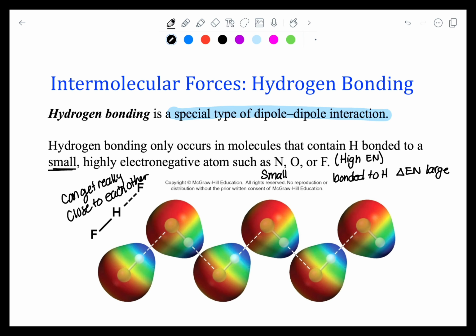Okay, so it's like putting two magnets together. Hydrogen bonding is like if you put them directly next to each other. Dipole is like if you had a few pieces of paper in between them. They're not touching close. They're just far enough away that they're still attracted, but not very strongly. Okay, so this is a very strong intermolecular force because they're very close to each other.